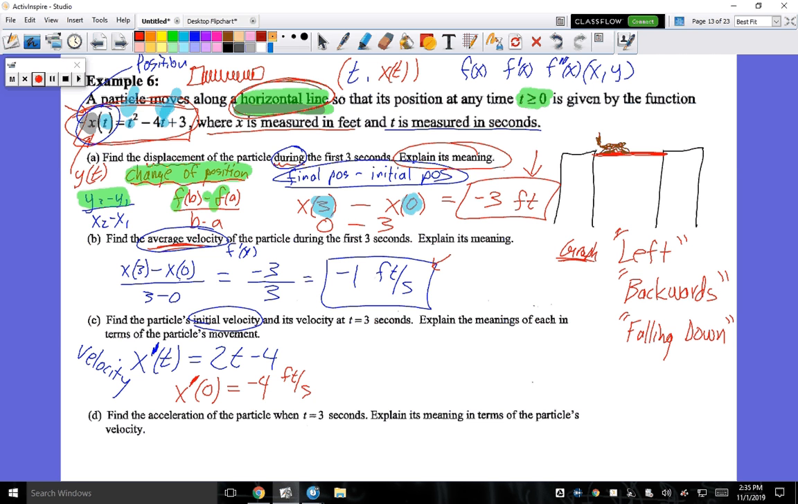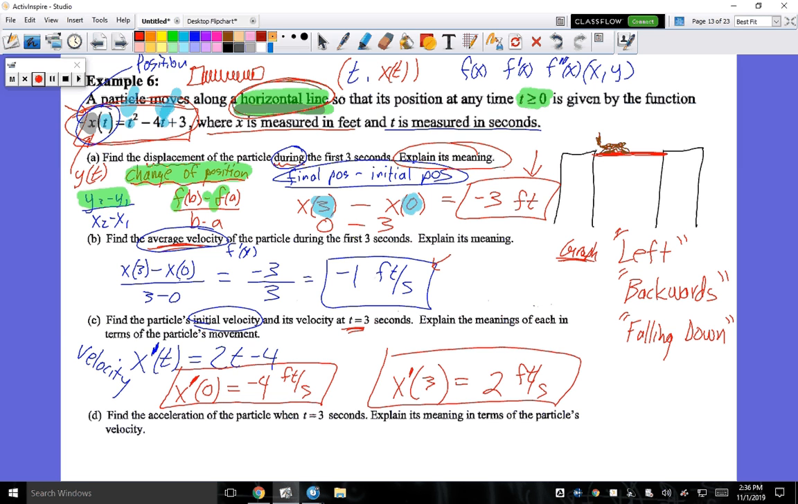And then find the velocity. Here we go. x prime at t is 3 seconds. So anyone, what's x prime at 3? 2. 2 what? 2 feet per second. Please be careful with units, okay? And explain the meaning of each in terms of the particle's movement. So, to me, this one's easy to interpret. It's saying that at 3 seconds, the particle is moving at a rate of 2 feet per second. You with me? And this one almost is a little counterintuitive. What's so important about this that a lot of people mistakenly overlook?